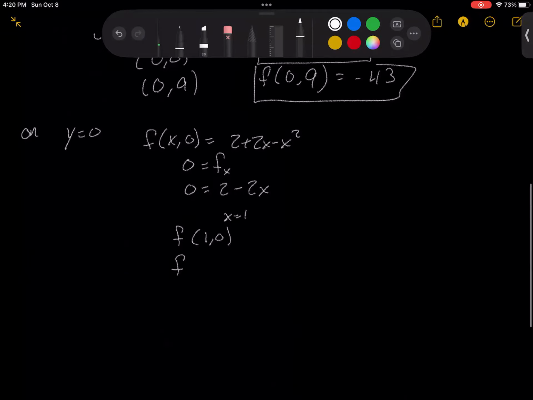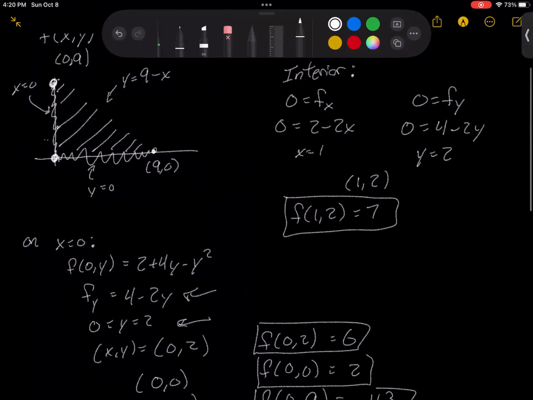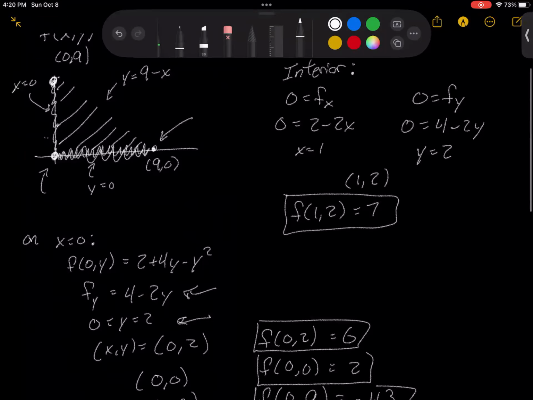But we also need to look at the boundary points of this boundary. It's kind of weird. We need to look at the boundary points of the boundary. So the origin and (9, 0).